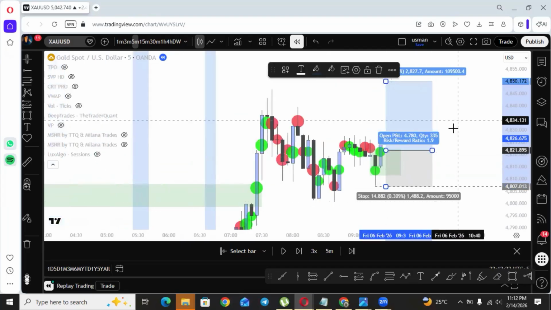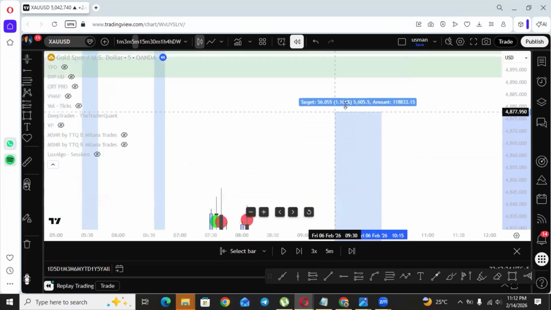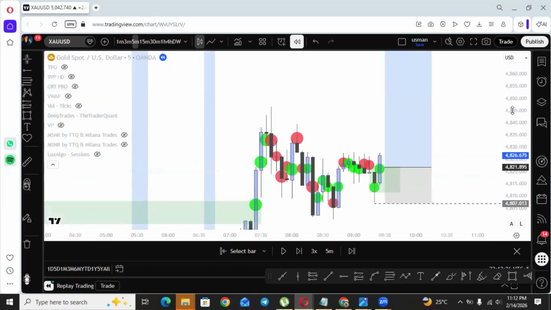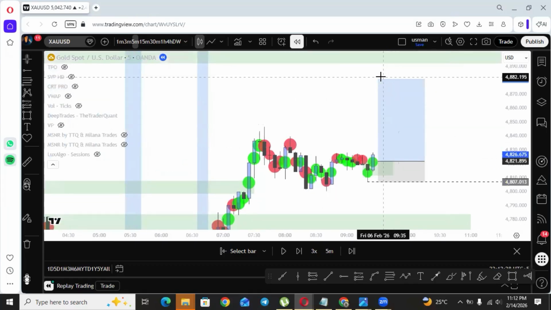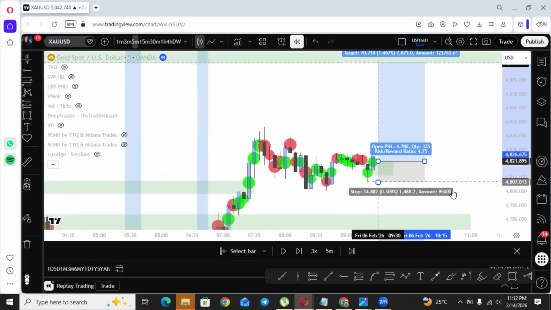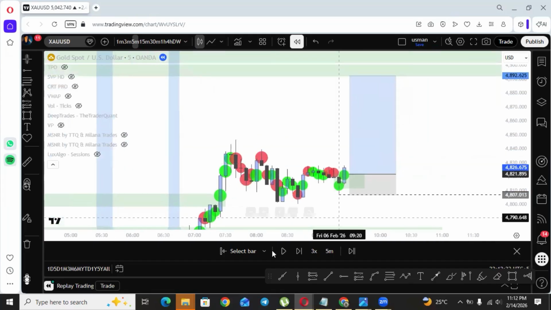Okay, and the target may be some areas. Okay, may target this area. So you just know that the absorption has happened, and you don't know whether the market is going to give you a move or not.